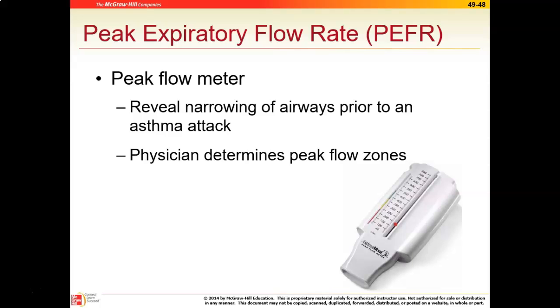You can see on the peak flow here that there's a red zone, a yellow zone, and a green zone, and then there's a little red tab that will move and give you a liters per minute amount of air that's being expired. Once again, those zones can guide us on whether or not someone is having large airway narrowing or bronchoconstriction.